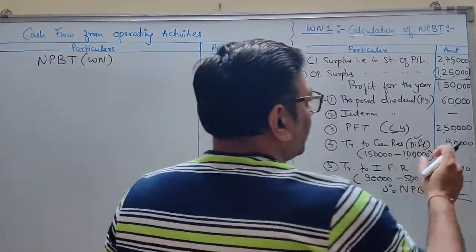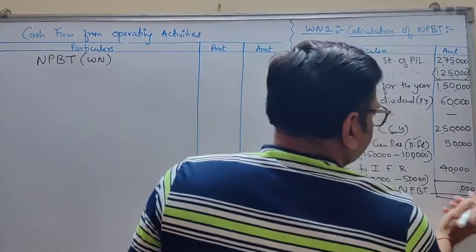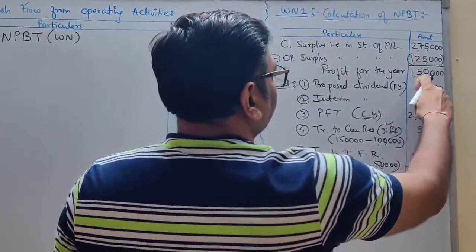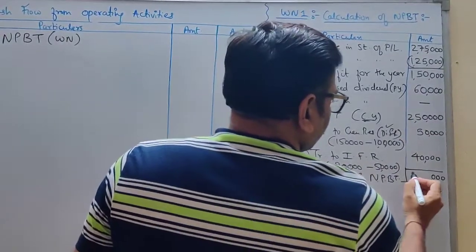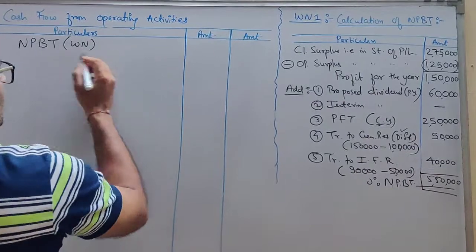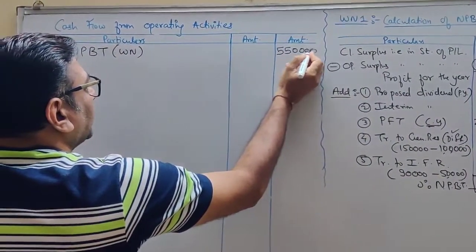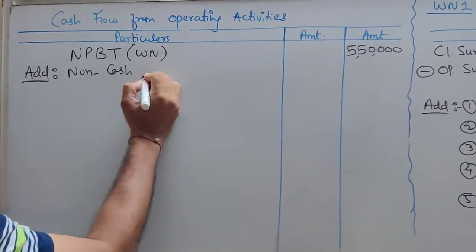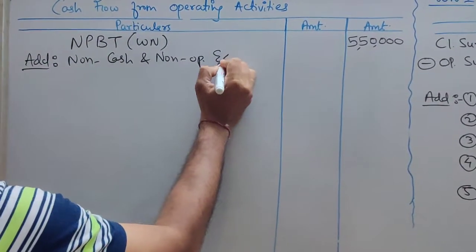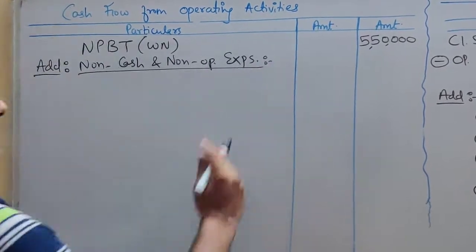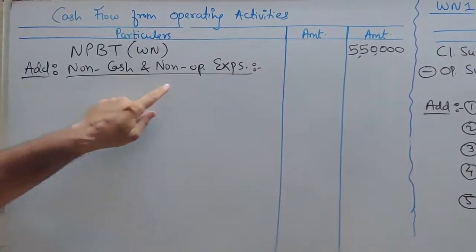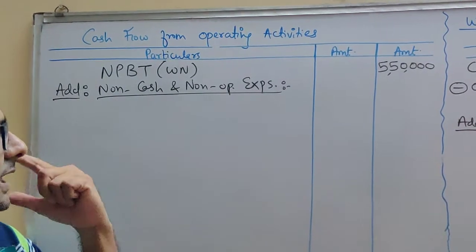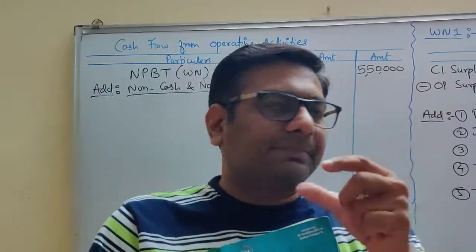When you add, you will get net profit before tax. Let's just add it. It's 5,50,000. So your net profit before tax is 5,50,000. Now what to add in this, students? Non-cash and non-operating expenses. You know, students, what comes under this? Depreciation, amortization, and loss on sale of assets. Since there is no adjustment given, there is no loss on sale. So let's find the amortization and depreciation amount.